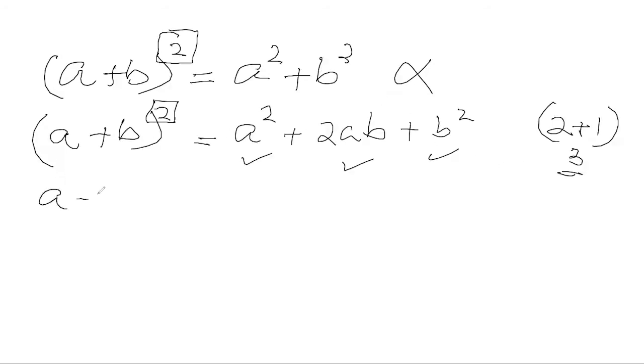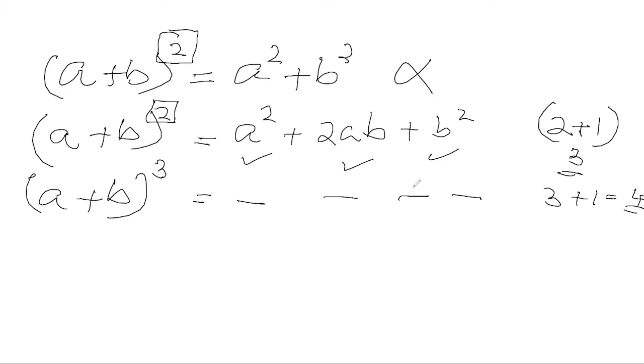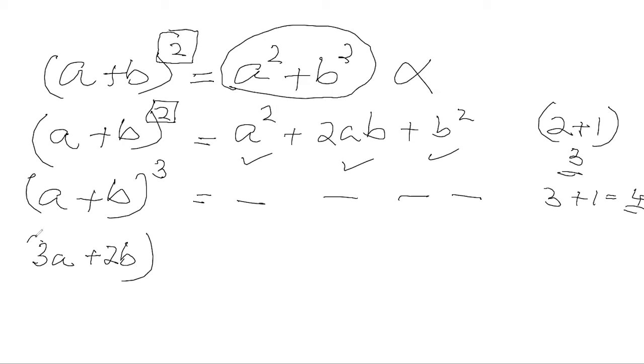For example, (a + b) to the power 3 must have 4 terms. 1, 2, 3, 4. Because your exponent is 3. 3 plus 1 equals 4. So you must have 4 terms. Many students make this mistake, even grade 11, 12 students. Say like this: (3a + 2b) to the power 2. You must have 3 terms because your exponent is 2, 2 plus 1, 3.